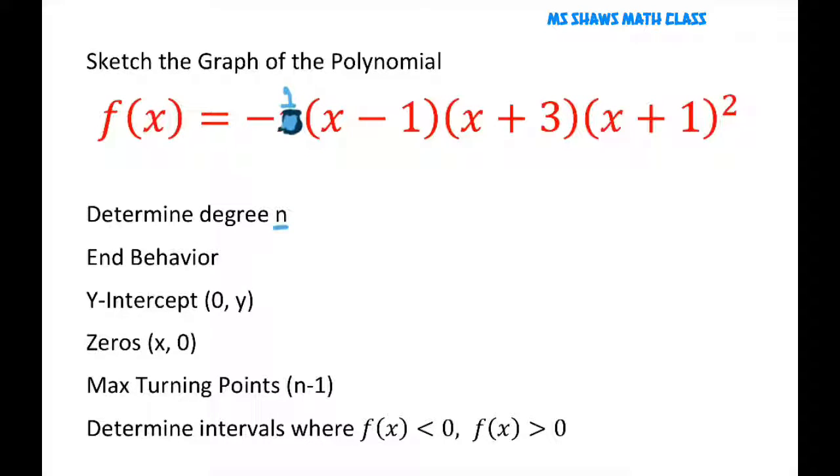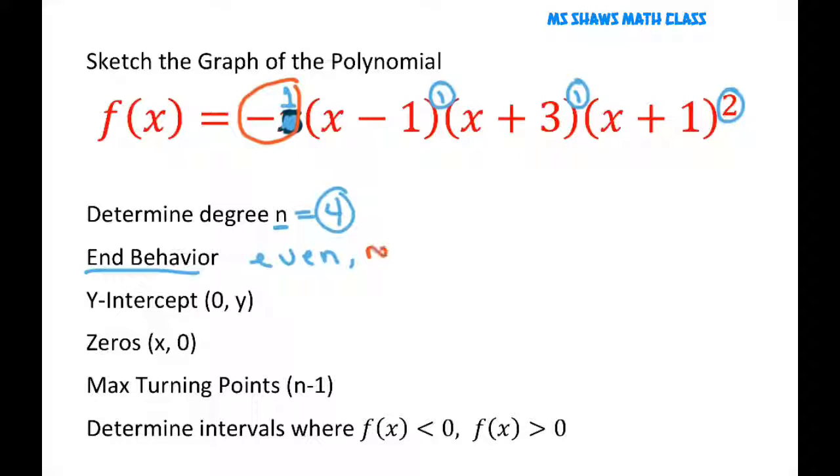To determine the degree, since it's not in standard form, we're just going to write our multiplicity of these factors here and add them up. So that's going to be 4. So our degree is 4. Now, the fact that this is an even number, and also that our lead coefficient is negative, it's going to determine our end behavior. And we'll talk about this shortly.